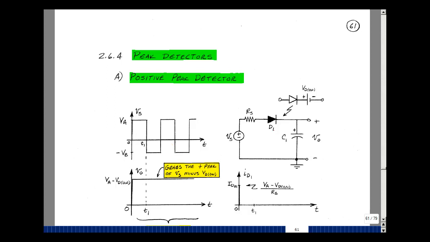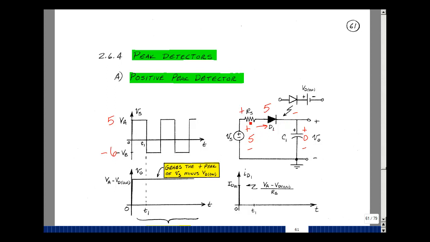Now I solved this symbolically, but let me put some numbers here. Might make it a little bit easier to understand. Suppose that that's 5 volts, and this is minus 6. At t equals 0 plus, we have 5 volts. And initially, we have 0 volts across the capacitor. The voltage across the resistor and diode is equal to 5 volts minus 0, or 5 volts. Current's going to flow in this direction because I've got a large enough voltage, greater than, say, 0.7.